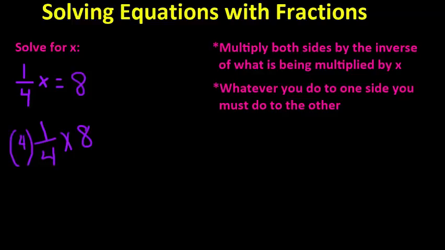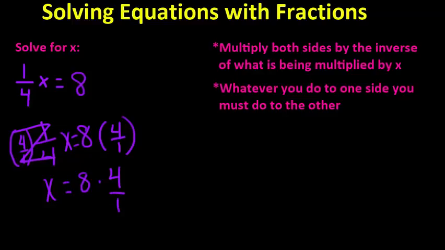So we multiply this side by 4/1. Whatever we do to one side, we have to do to the other. So we multiply this side by 4/1 as well. This cancels out. Then we have x equals 8 times 4/1.